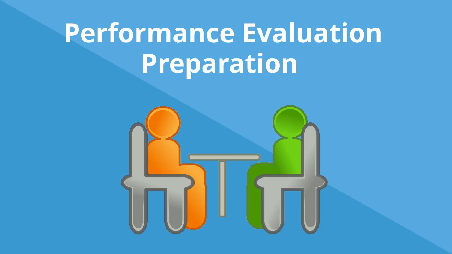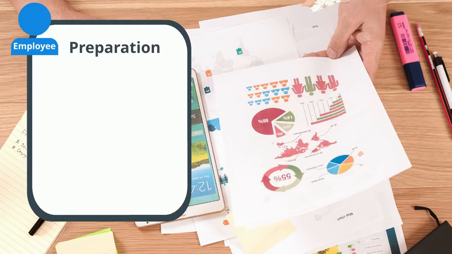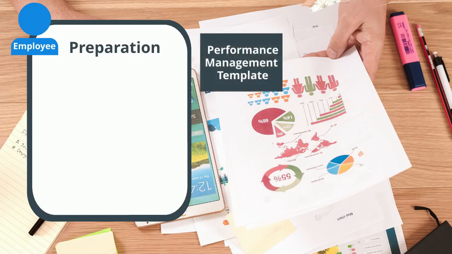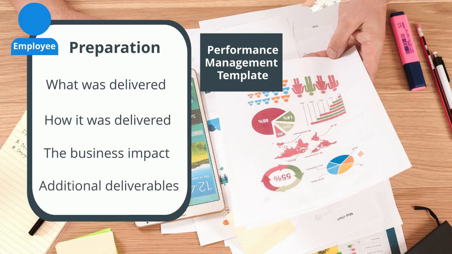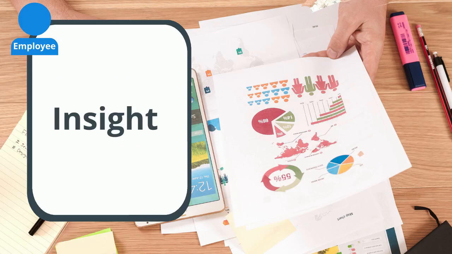The manager and the employee need to prepare for this meeting. The employee prepares by assessing their own performance for each objective and updating the performance management template, providing specifics on what was delivered and how it was delivered. For example, the approach and the behaviours. The business impact, using measures and data where possible. The employee can also include additional deliverables not included in the original objectives. This gives the employee a better understanding and insight into their own performance.